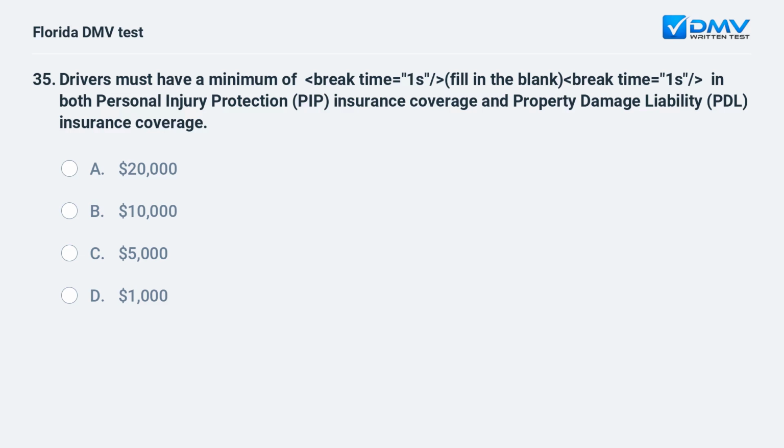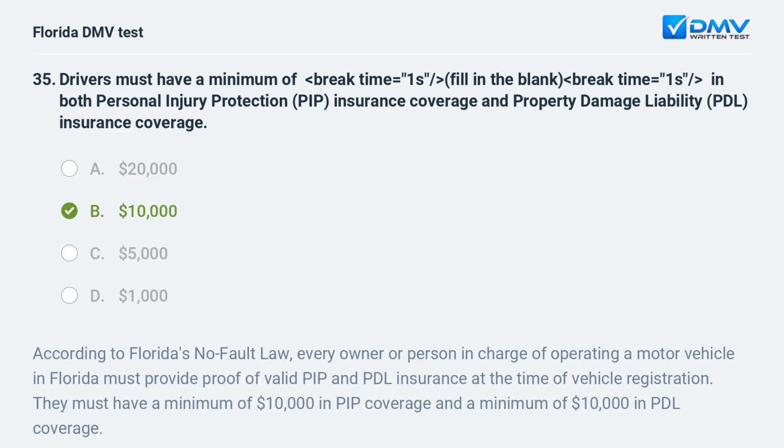Drivers must have a minimum of fill in the blank in both personal injury protection (PIP) insurance coverage and property damage liability (PDL) insurance coverage. A. $20,000. B. $10,000. C. $5,000. D. $1,000. The answer is B. $10,000.